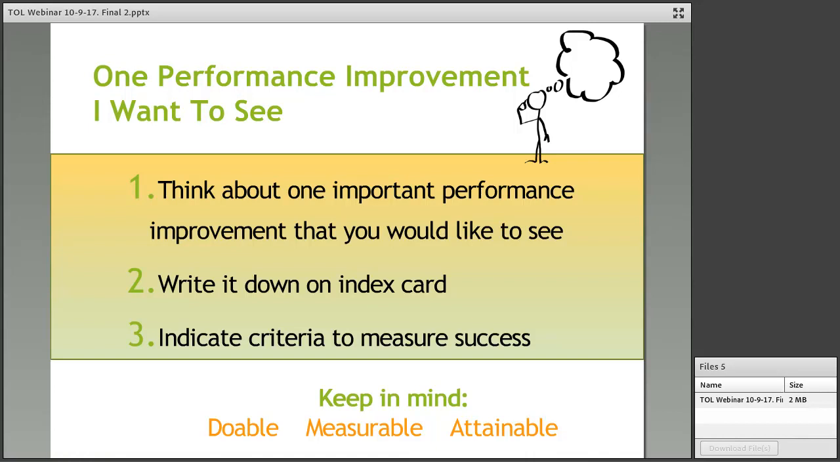Maybe take a minute to just jot it down on a piece of paper in front of you. And what is the criteria that would measure the success of that improvement? How do you know it's working? Think about that for a moment, and if you like, you can use the chat function to share ideas of the performance improvement areas you'd like to see in your state or on your team. I'll give you a moment to think about that.